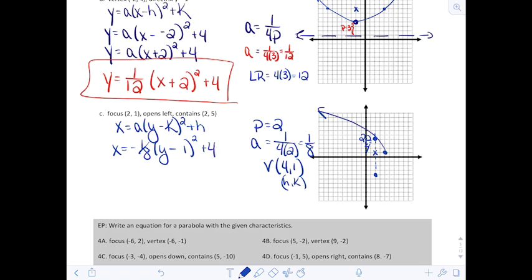And then here is the graph. And this just worked out very nicely because the point that they gave us, 2, 5, was actually right in line with the focus. So I could reflect it and get that other point. Okay, and this takes us up through 7, 1.